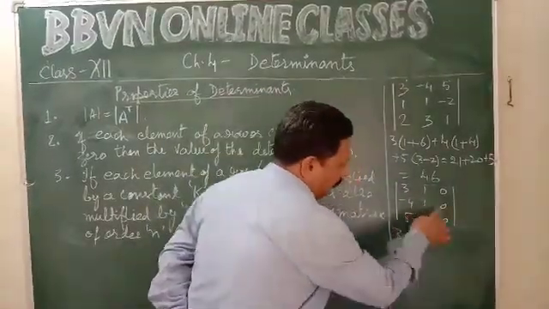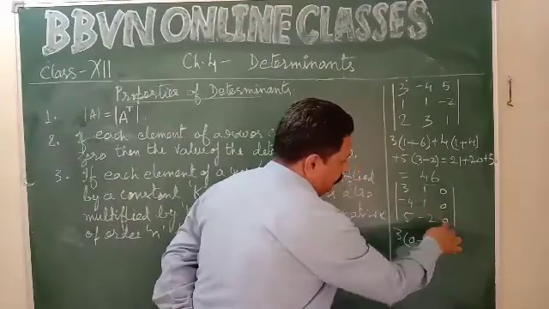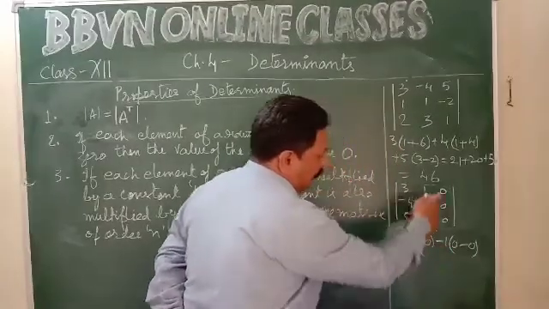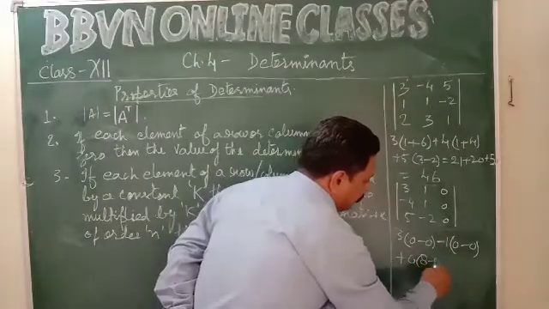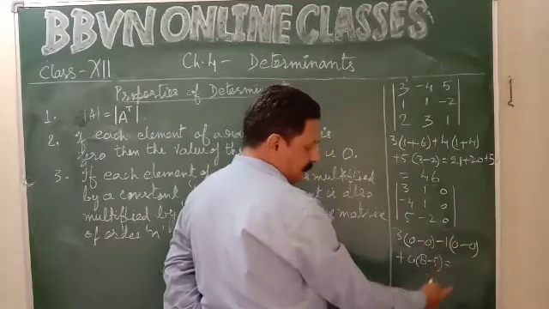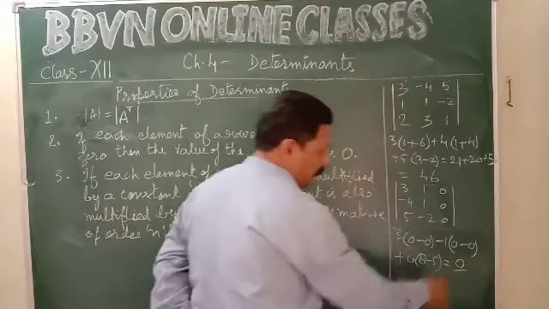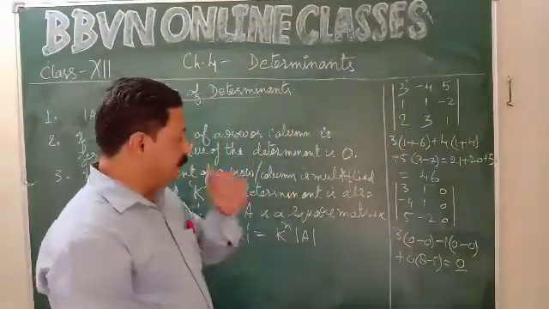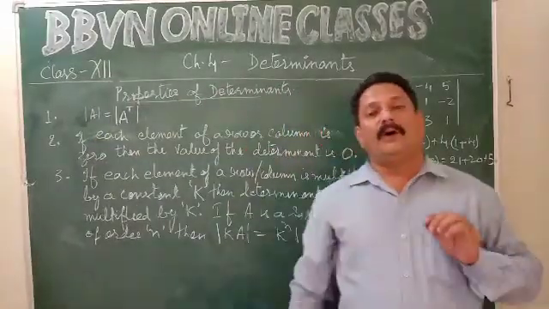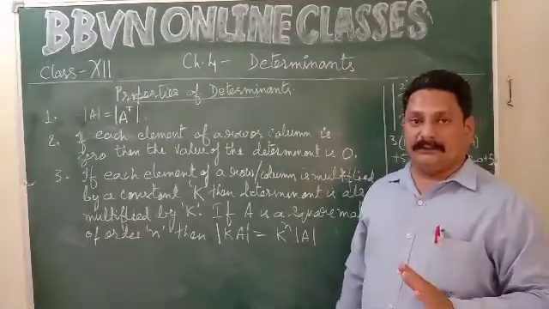So 3 multiplied by 0 minus 0, minus 1 multiplied by 0 minus 0, plus 0 multiplied by 8 minus 5. 0 into 3 is 0, 0 into minus 1 is 0, 8 minus 5 is 3, 3 into 0 is 0, all 3 zeros added together become 0. So this was the verification of property number 2, that if each element of a particular row or column in a determinant is 0, then the magnitude of determinant will also be 0.